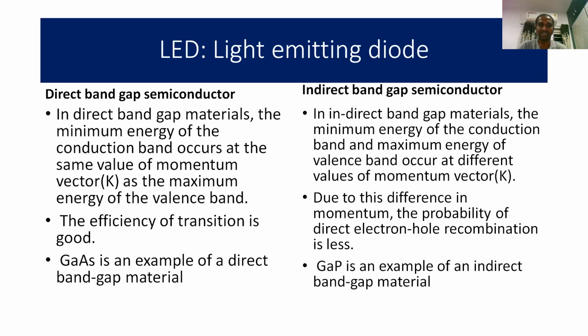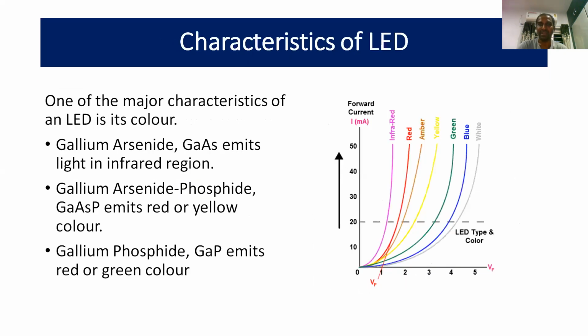Gallium arsenide is an example of a direct band gap semiconducting material. Gallium phosphide is an example of an indirect band gap semiconducting material. And if you observe the characteristics of an LED, you have to draw the graph between current and voltage. So here the graph is between forward current, which is taken on the y-axis and measured in milliamperes, and on the x-axis, we take the forward voltage.